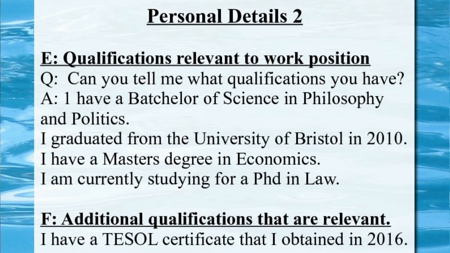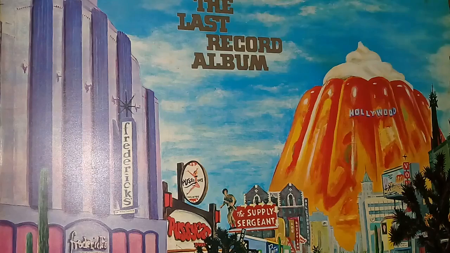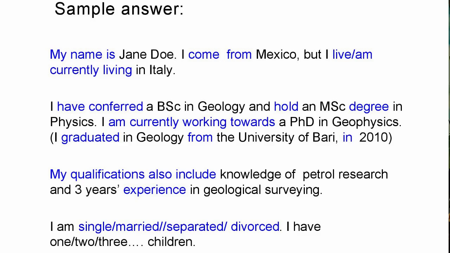Final question in this segment, F. In addition, it may be helpful to describe any other qualifications that are directly relevant to the job that you applied for. Example, for a teacher, we would answer, I have a TESOL certificate that I obtained in 2016. Finally, state specific knowledge and experience that you learned in obtaining the qualification. An example, my qualifications include a research project in geological surveys.